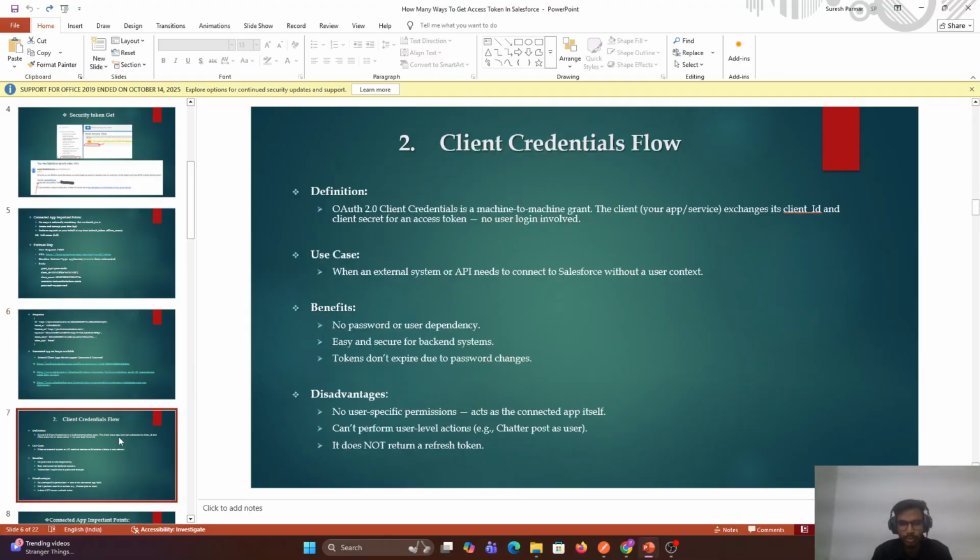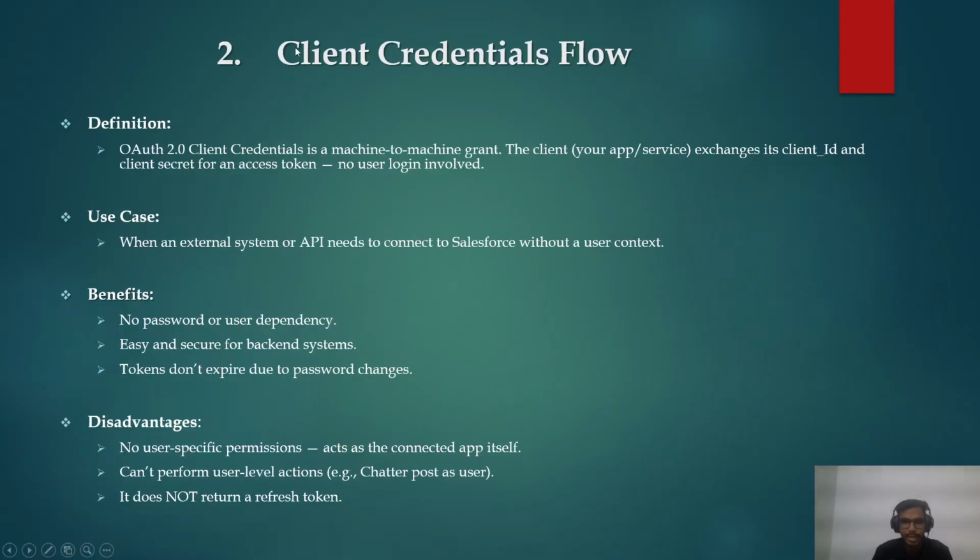The second flow is the client credential flow. This flow is a machine-to-machine grant where your client app or service exchanges the client ID and client secret to get the access token. In this flow also, no user login is involved. The use case of this flow is when an external system or API needs to connect to Salesforce without user context. So that's why we use the client credential flow.